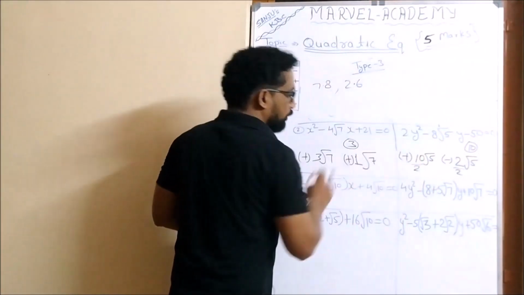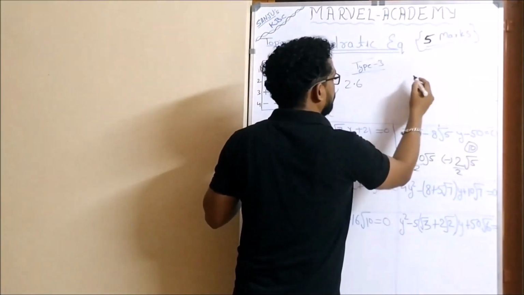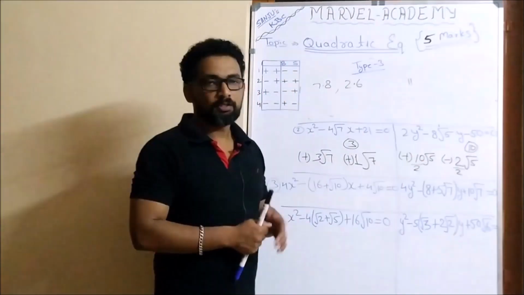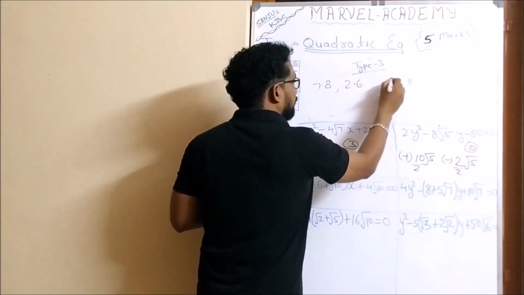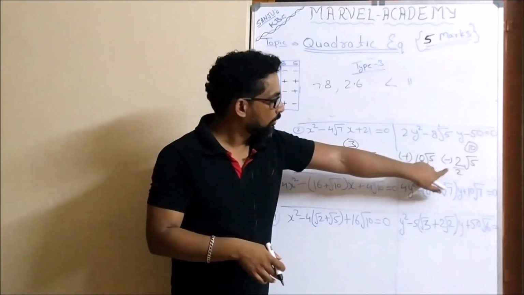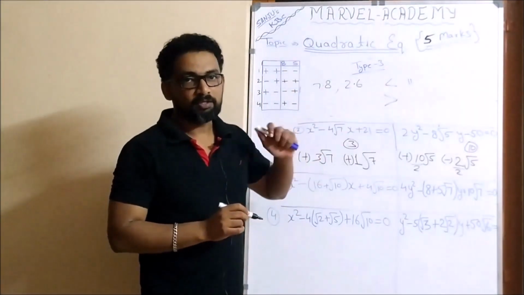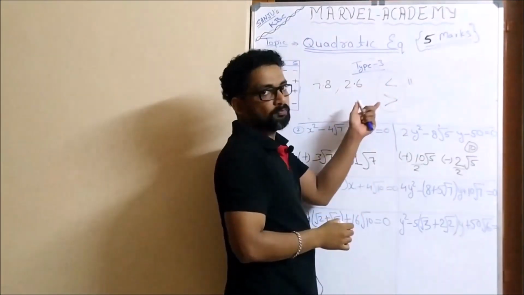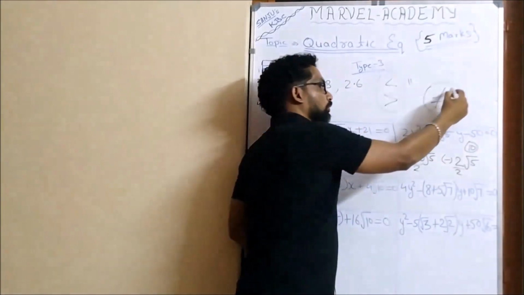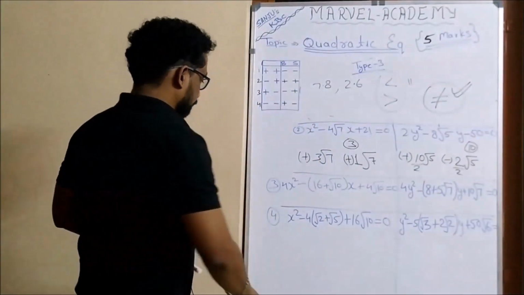So 10 by 2 root 5, that means 5 root 5. So 5 into 2.2, 5 into 2.2 is 11. So definitely we can say that 11 is greater than both these values, but here the factor of y is also in minus. So that is, x is greater than y. So just because of this conflict, we can say that we cannot determine the relation. So this one is true. Okay.